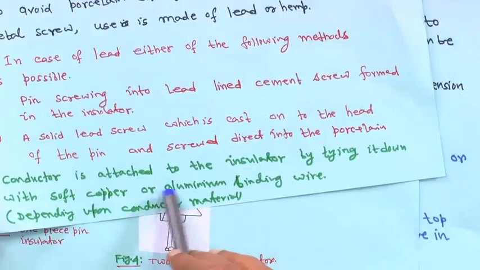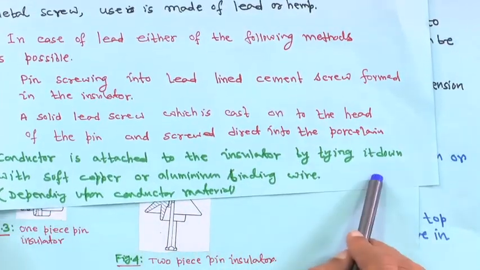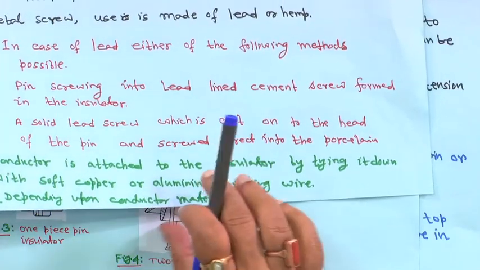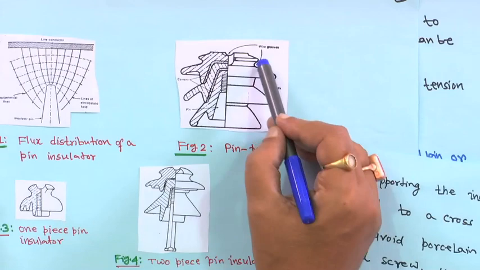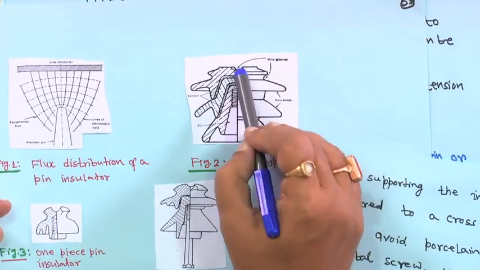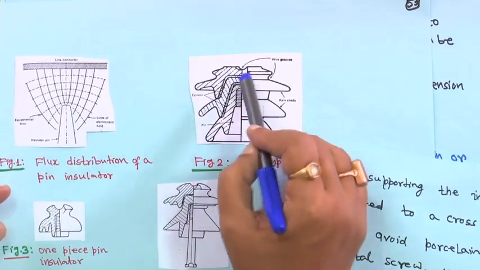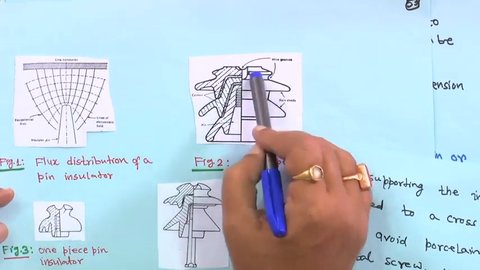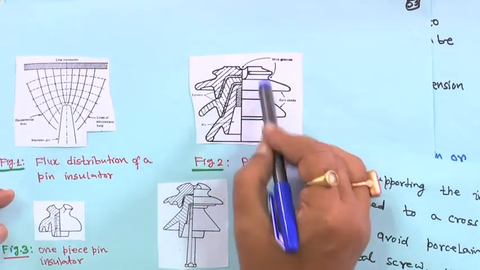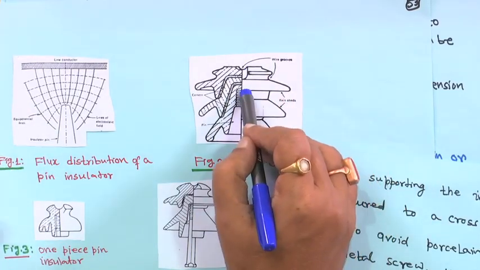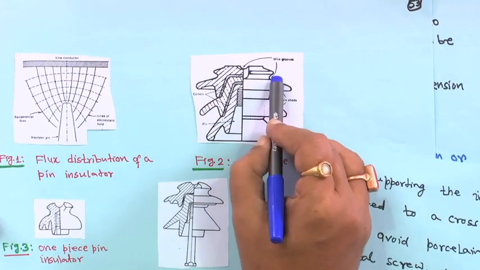Anyway, the conductor is attached to the insulator by tying it down with soft copper or aluminum binding wire depending upon the conductor material. Actually, here these are the wire grooves, right. If the conductor passing through it is a copper conductor, then it will be tied with the same copper wire. If it is aluminum, then it will be tied with aluminum wire. So, these are the wire grooves.